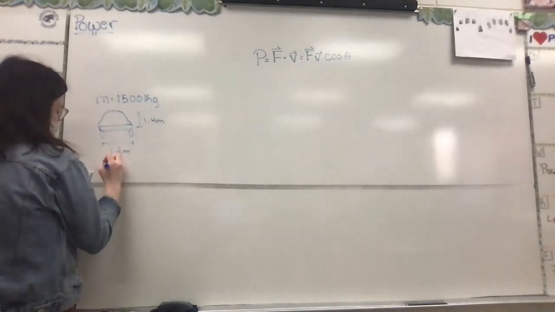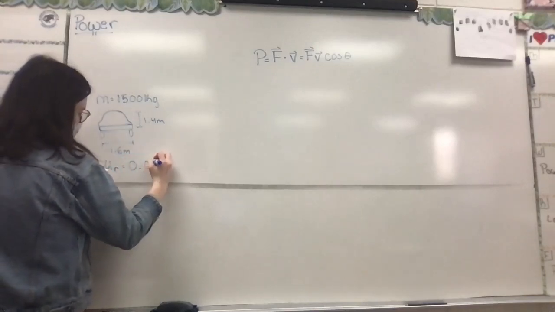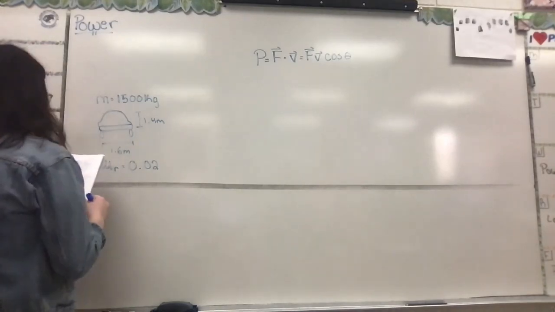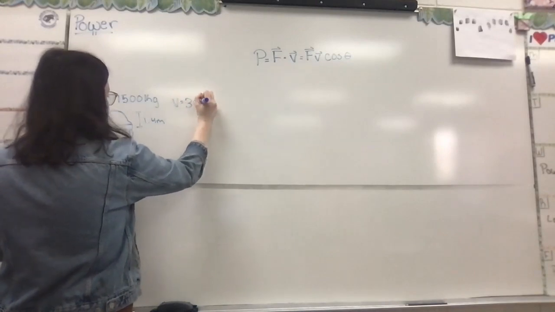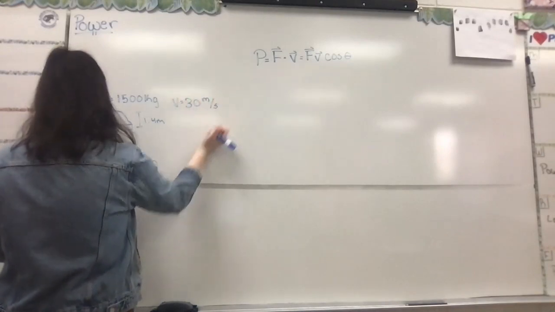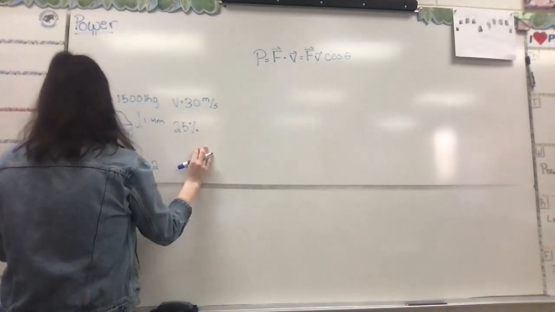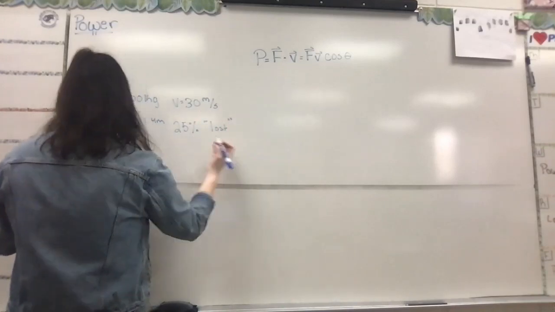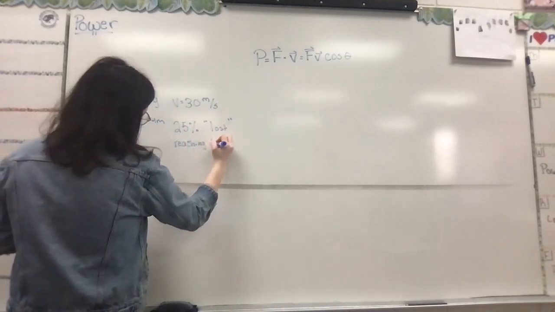We've got a coefficient of rolling friction of 0.02. So that's going to be between the wheels and the what? The ground. And we want to know what power must the engine provide to drive at a steady 30 meters per second if 25% of the power is lost reaching the drive wheels. Is that due to friction?